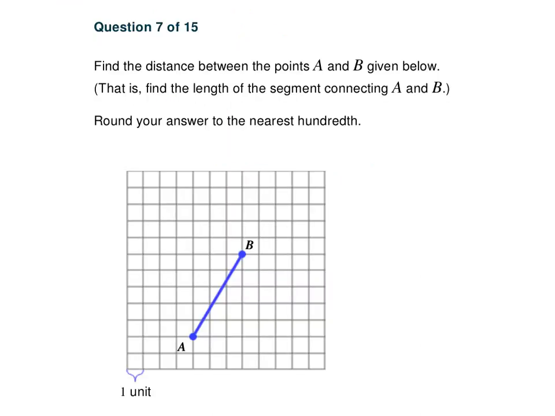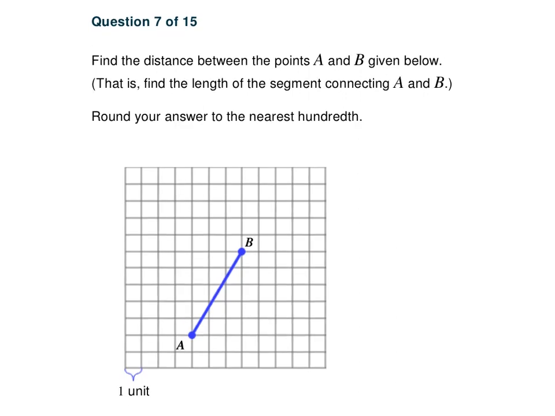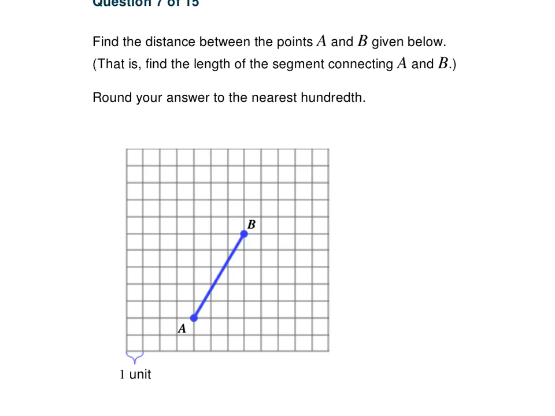So question 7 is asking us to find the distance between points A and B given below. That is, find the length of the segment connecting A and B. Round your answer to the nearest hundredth. Again, that being 2 decimal places. So if you see on this graph here, we have down here at the bottom, where it tells us 1 unit.